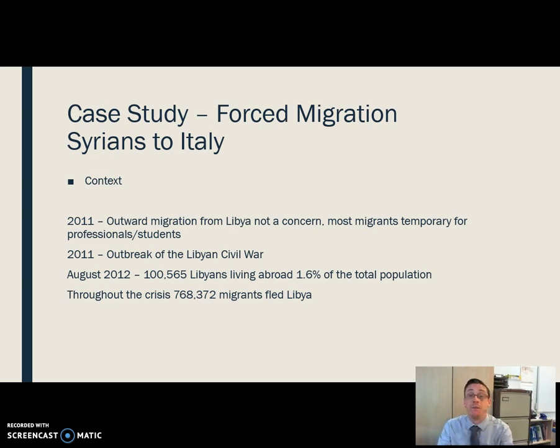And throughout the entire crisis we had over 7,500,000 migrants fleeing through Libya. Now that's not to say all of these migrants are Libyans, they clearly can't be, but we've got a wide variety of other nationalities fleeing through Libya, and they're able to do that because of the instability that's created in the country thanks to the civil war.